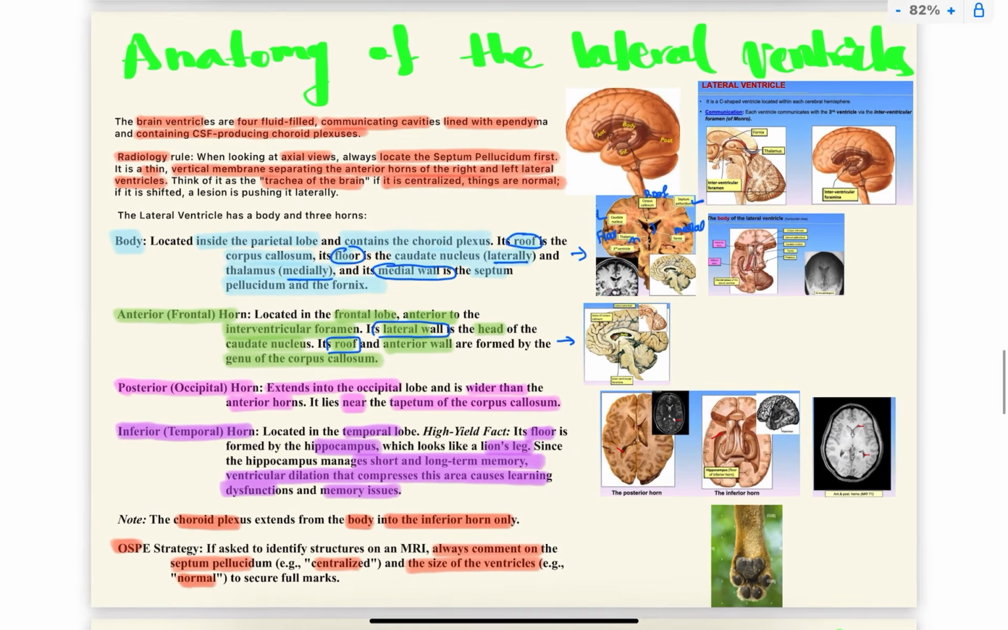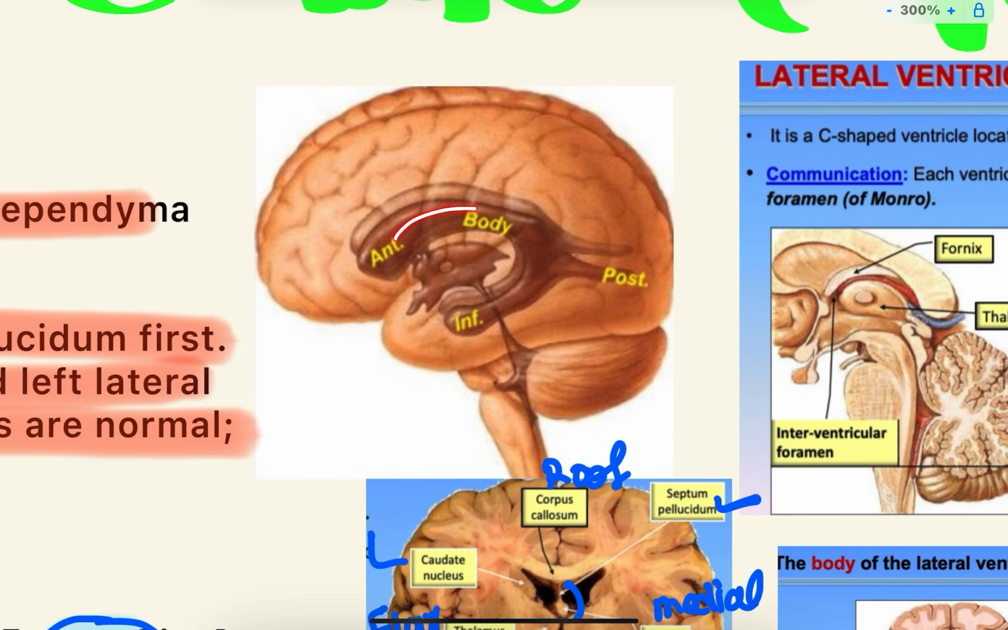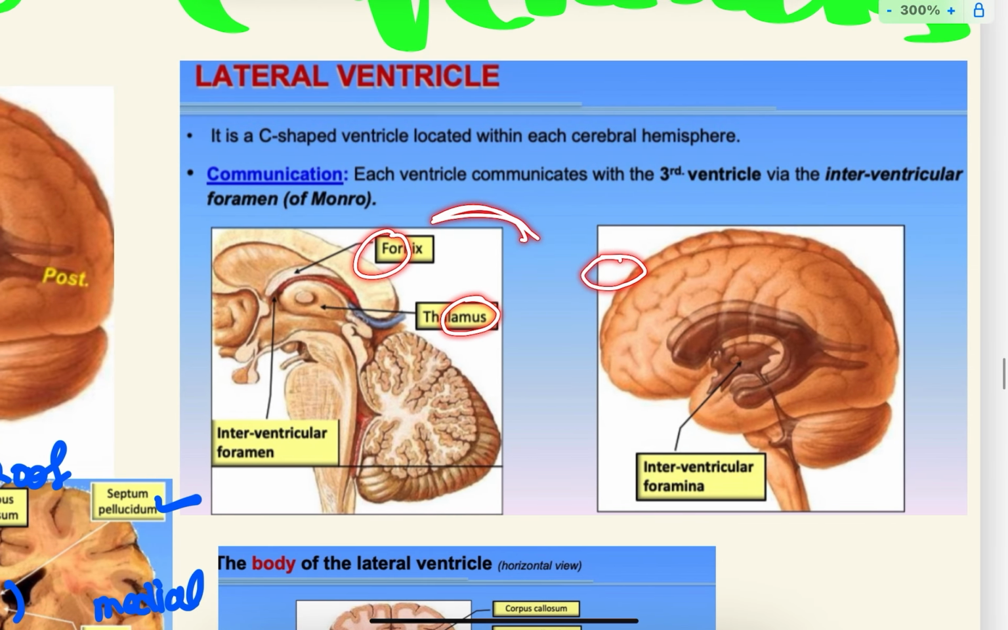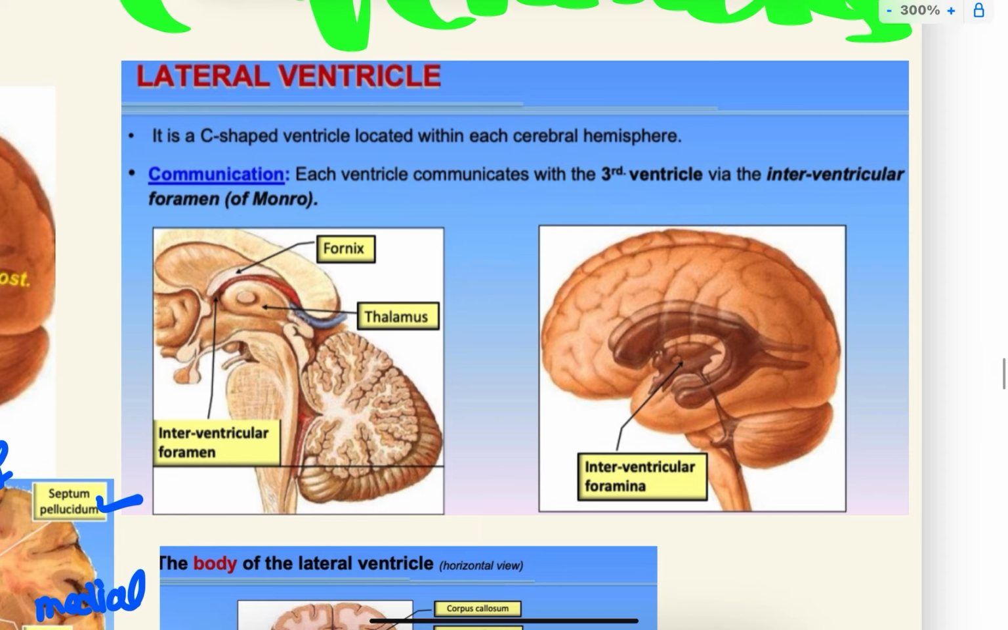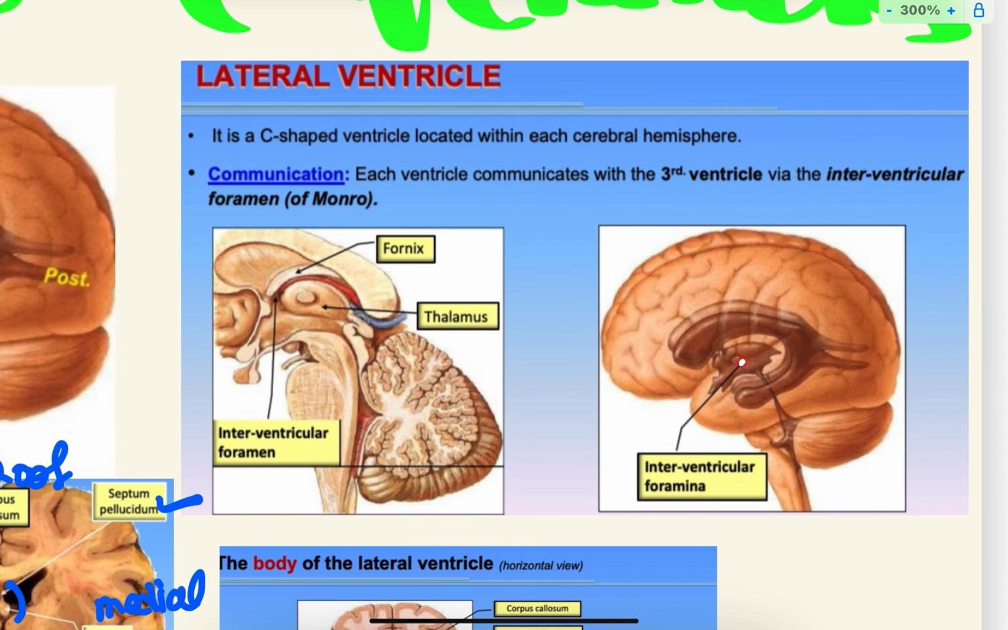Now, let's talk about the lateral ventricle. The lateral ventricle has an anterior horn, a posterior horn, an inferior horn, and the body. Also, we can look at it here and see inside the interventricular foramen of Monroe. Here I can see the fornix. Here I can see the thalamus. Here again, the foramen of Monroe.